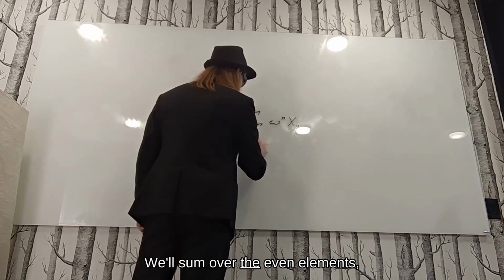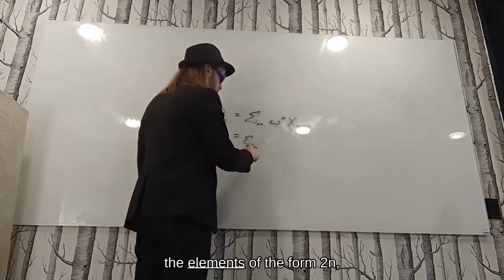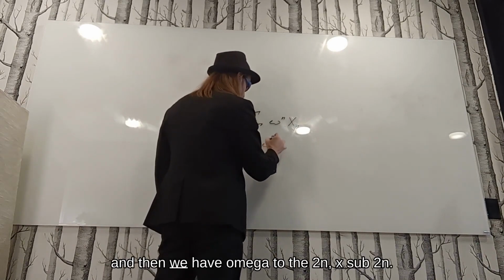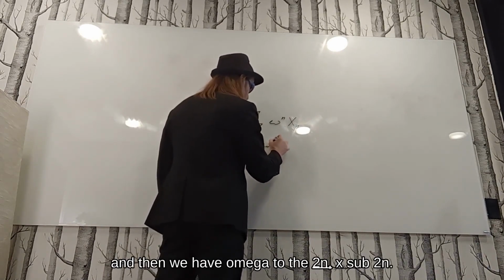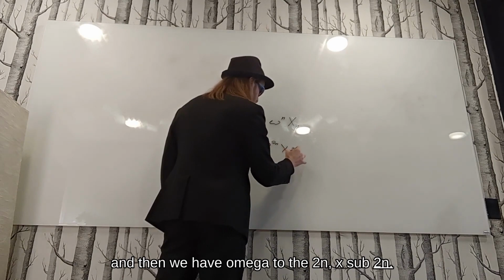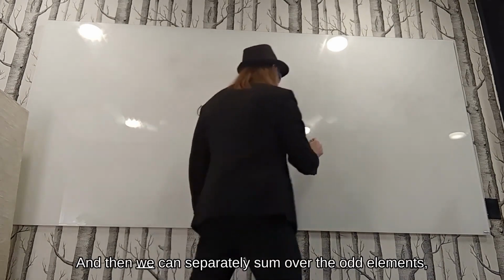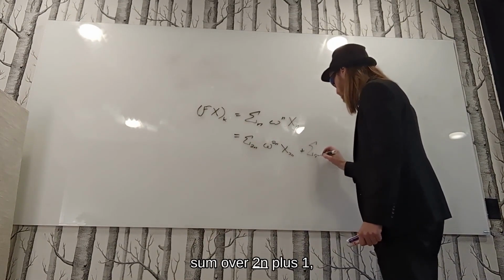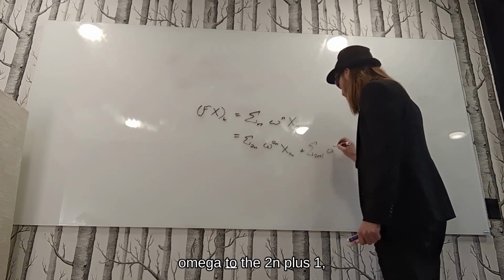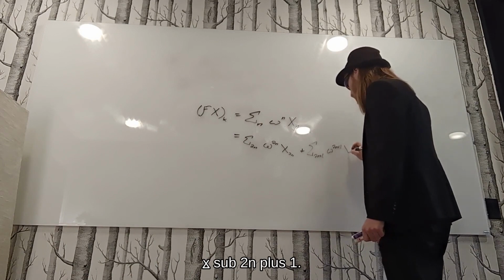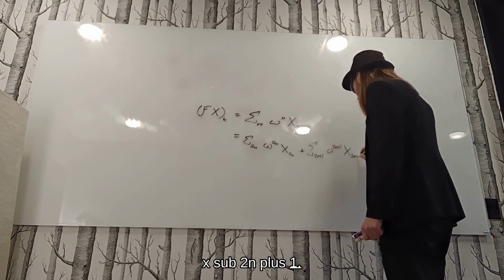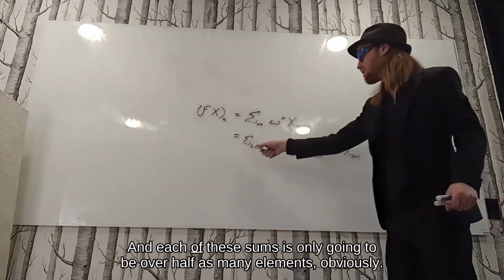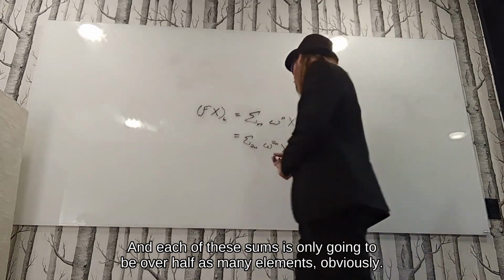We will sum over the even elements, so the elements of the form 2n, and then we have omega to the 2n, x sub 2n, and then we can separately sum over the odd elements, sum over 2n plus 1, omega to the 2n plus 1, x sub 2n plus 1. And each of these sums is only going to be over half as many elements, obviously.